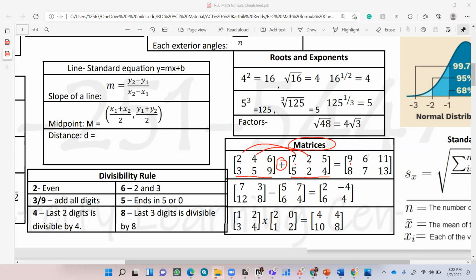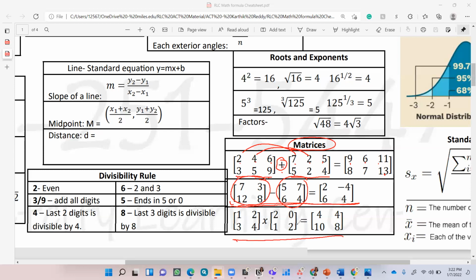4 plus 2 is 6. 6 plus 5 is 11. 3 plus 5 is 8. 5 plus 2 is 7. 9 plus 4 is 8. Subtraction is done the same way. One thing you have to pay attention to is that the sizes of the matrices must be the same. If it is 2 by 2, we need a 2 by 2. If it is 3 by 2, we need a 3 by 2. If it is 2 by 3, we need a 2 by 3.